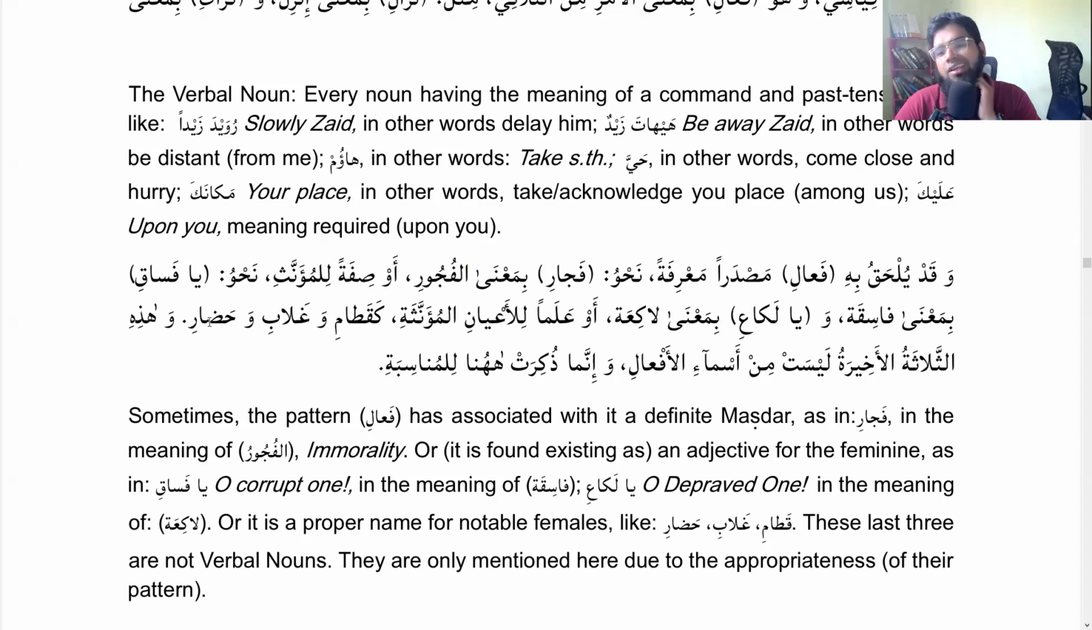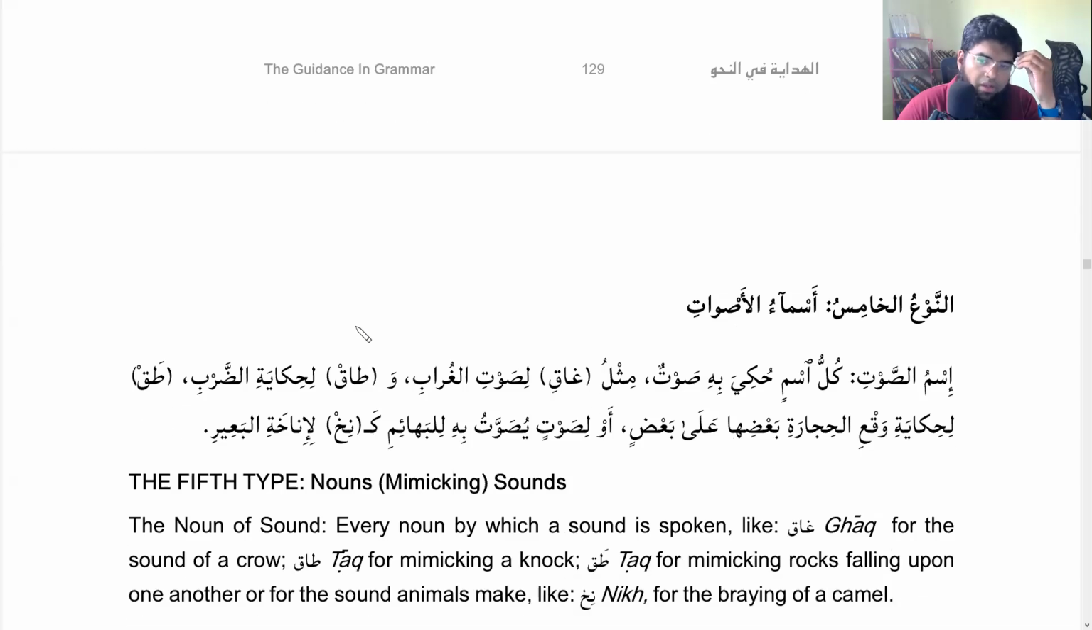وهذه الثلاثة الأخيرة ليست من أسماء الأفعال. These فعالي, when it comes to a masdar or صفة مؤنثة or names of feminine, they are not from أسماء الأفعال. وإنما ذكرت ها هنا للمناسبة. And he's saying this is mentioned here for munasaba, for appropriateness. Because fa'ali has come, let's discuss this also. But these are not from ismul fa'al. That's it. There's nothing new.